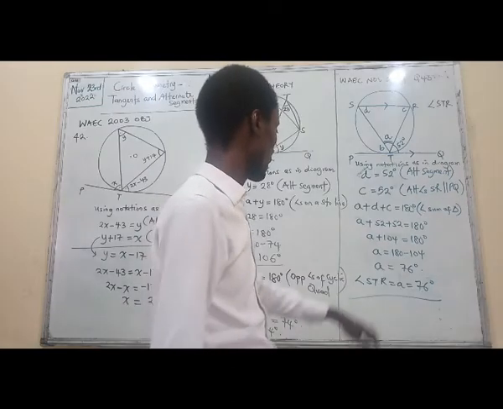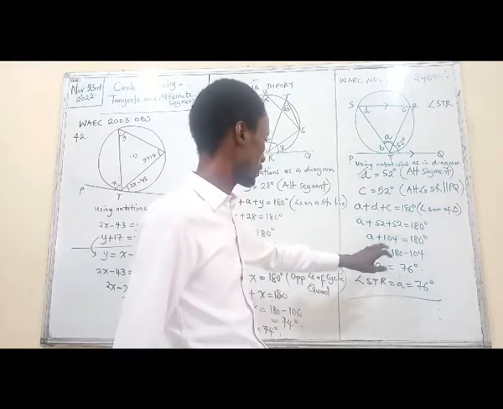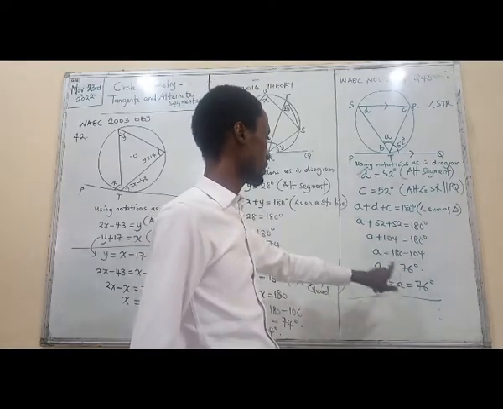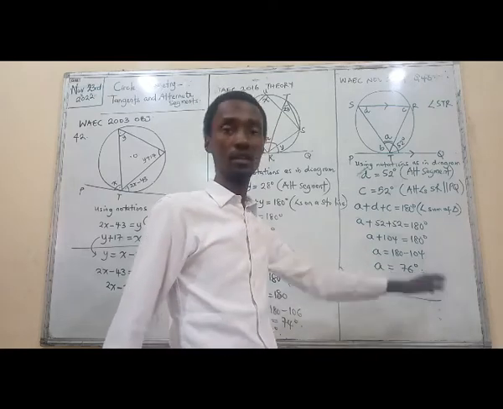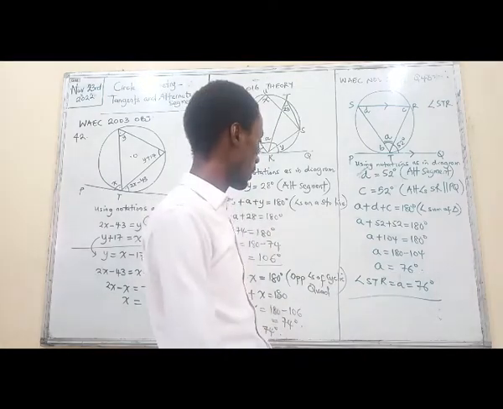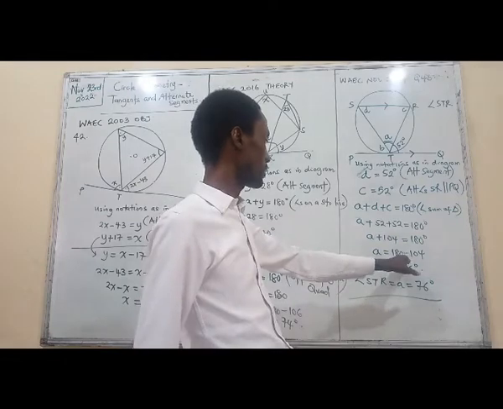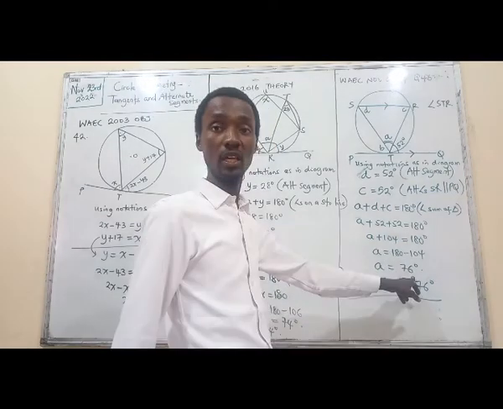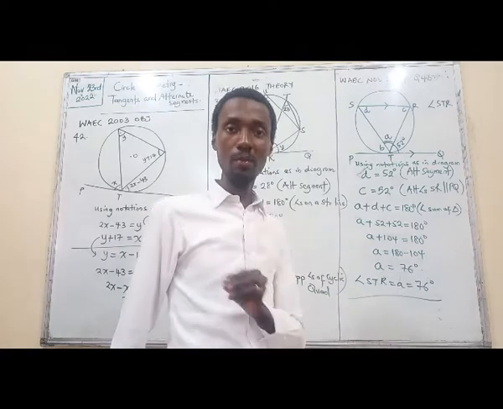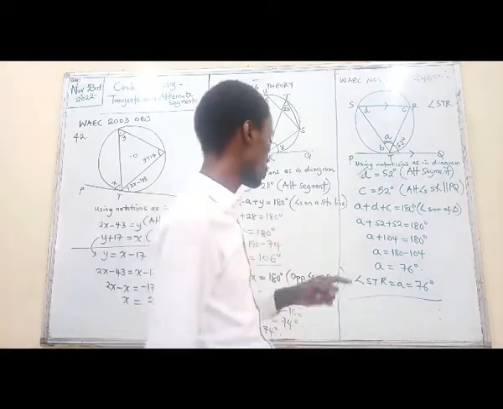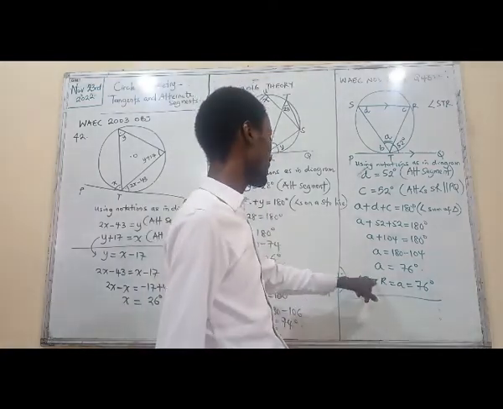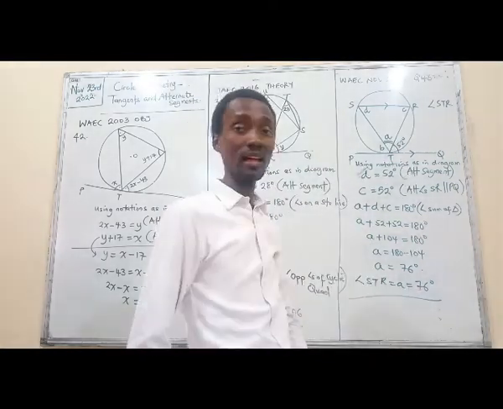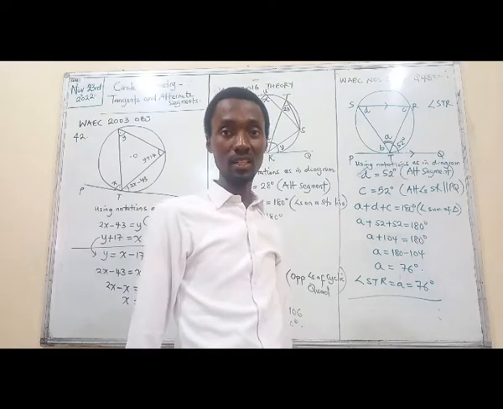Okay, start from the break. Just discovered there was a break in transmission here. We'll start from here. A plus 104 equal to 180. A will be equal to 180 minus 104, the basic arithmetic operation here will help, and your final answer becomes what? A equal to 76. Remember that you were not told to look for A, you were told to look for angle STR, which you had called A. And the exact answer is 76 degrees.